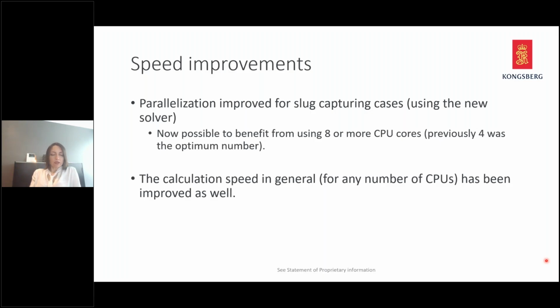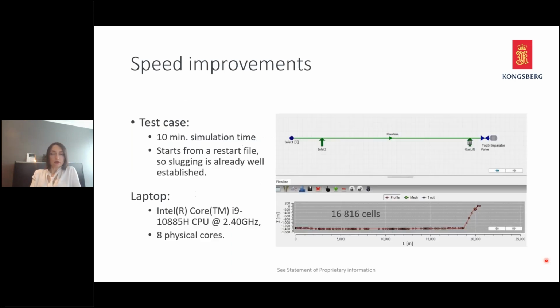So we have made some great speed improvements in LedaFlow 2.10. The parallelization has been improved for slug capturing cases that are using the new solver. So it is now possible to use 8 or more CPU cores, while in previous versions of LedaFlow, we recommended to only use 4. In general, the calculation speed has also improved.